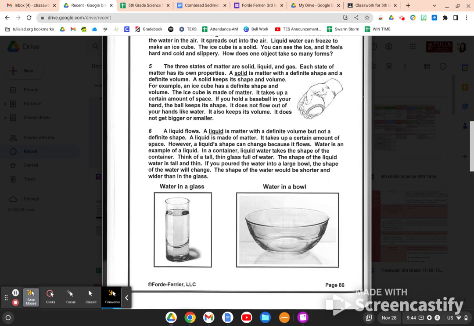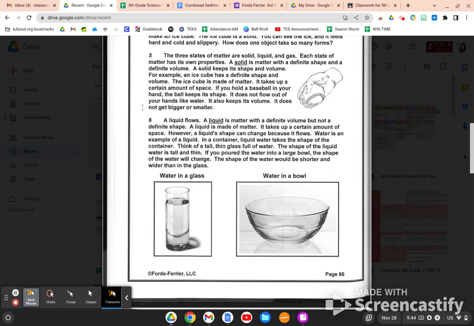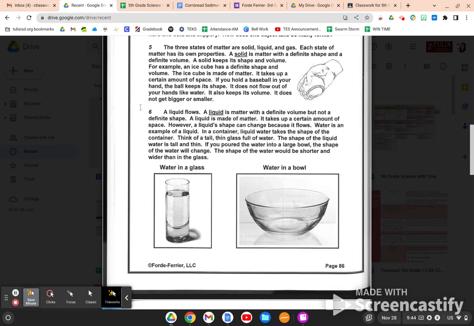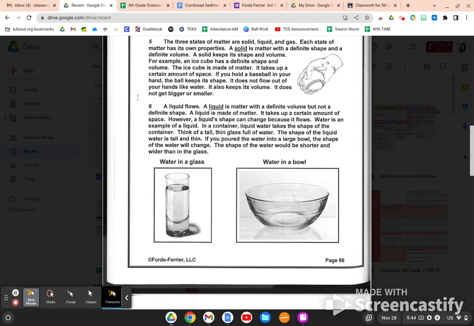If you hold a baseball in your hand, the ball keeps its shape. It does not flow out of your hand like water. It also keeps its volume. It does not get bigger or smaller.